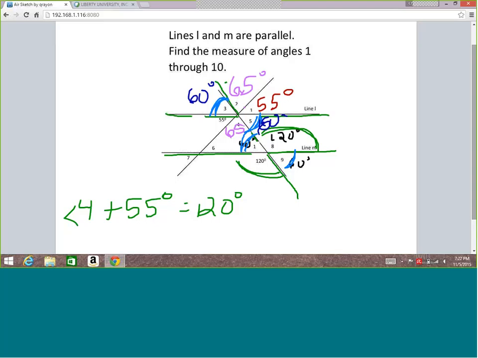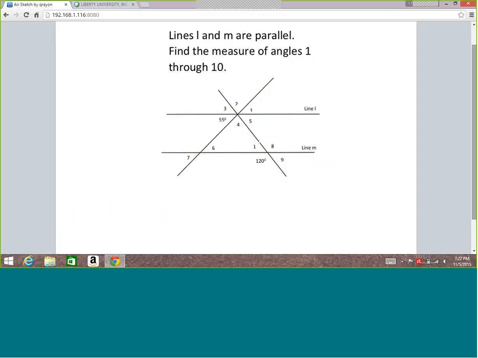Okay, so I kind of wrote all over everything. I need to clear my screen. All we have left, though, are angles 6 and 7. So we're going to take a look at these two lines and this line that intersects lines L and M. Kind of ignore the other line here for a minute. We know angle 1. We already found angle 1. Angle 1 was 55 degrees.